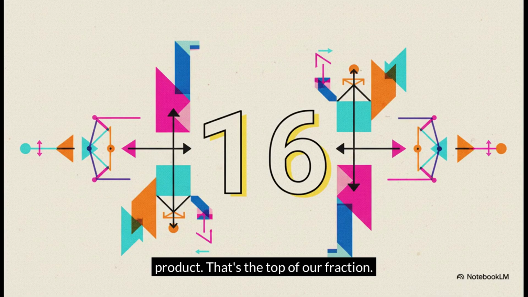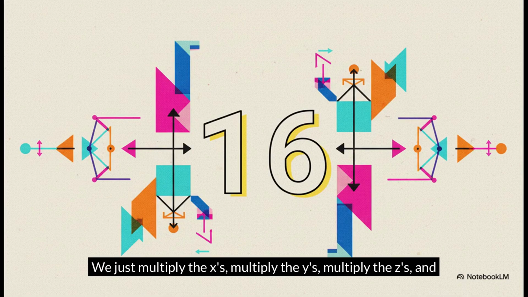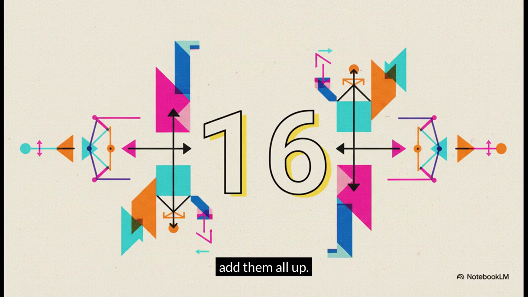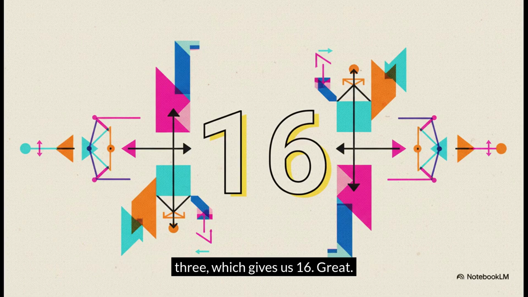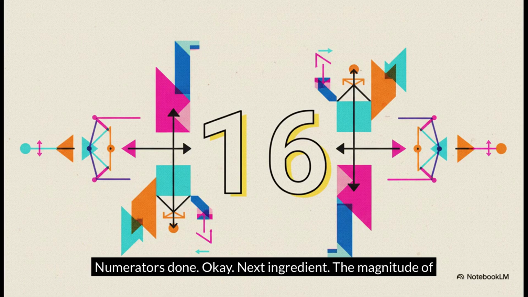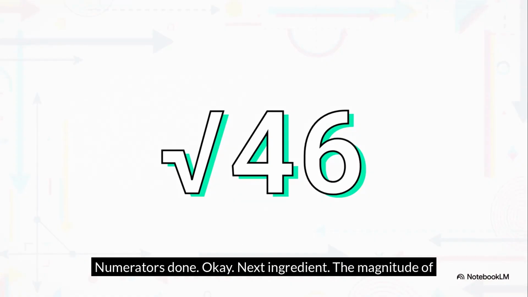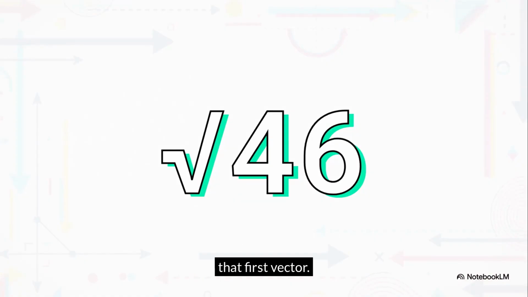First up, the dot product. That's the top of our fraction. We just multiply the x's, multiply the y's, multiply the z's, and add them all up. So that's 6 times 1 plus 1 times 1 plus 3 times 3, which gives us 16. Great! Numerator's done.